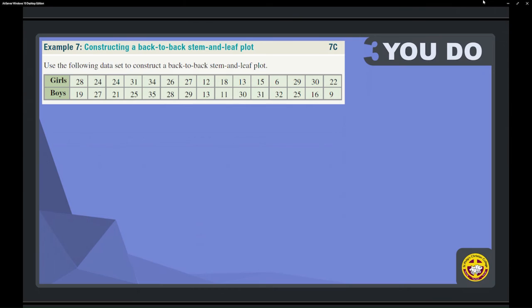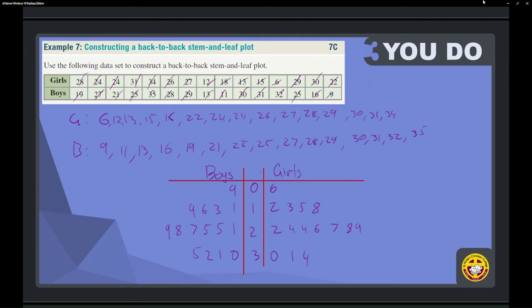Alright guys, one for you to have a go at on your own. And yeah, just pause the video, have a go at it. I'll give you a solution when you get back. Right, and there we have it. That is the full back-to-back stem and leaf plot. Girls on the right, boys on the left.